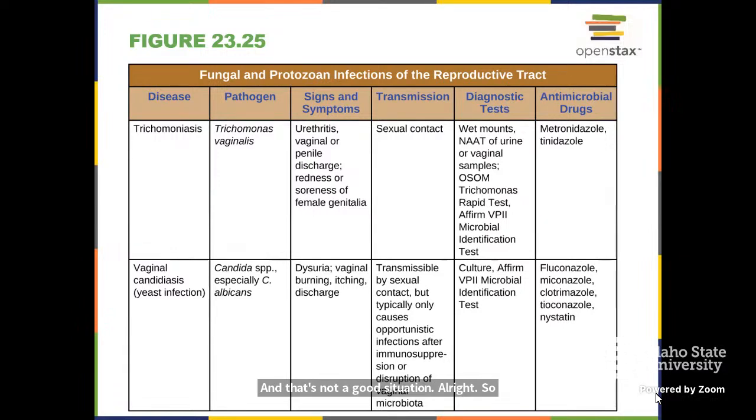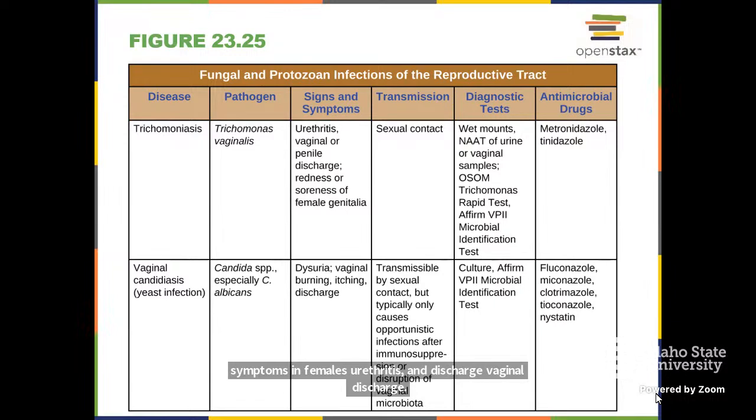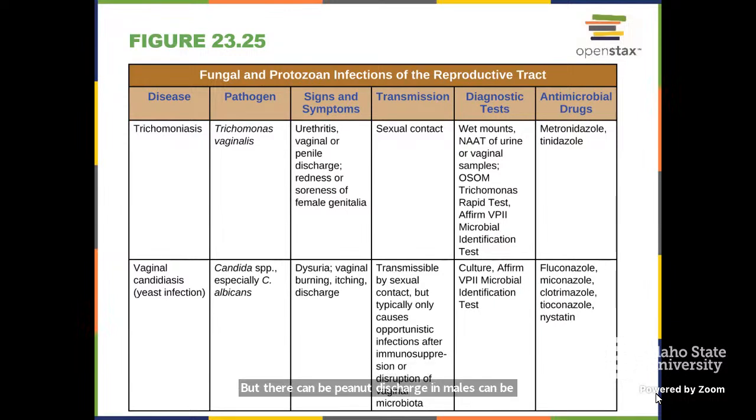With the Trichomonas vaginalis, oftentimes, as I said, there are more symptoms in females, urethritis and vaginal discharge, but there can be penile discharge in males. But oftentimes it's maybe a little more burning urination that they may experience, not anything super pronounced. But I feel like if it burns when you pee, you probably ought to see somebody. So just saying.